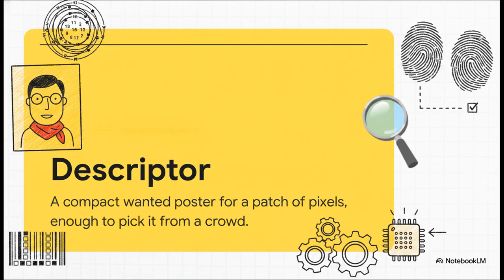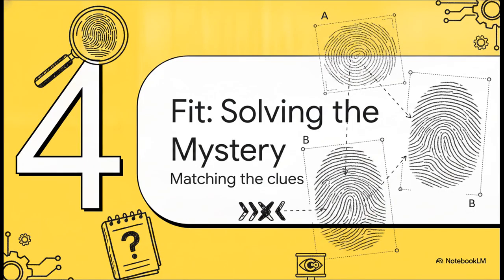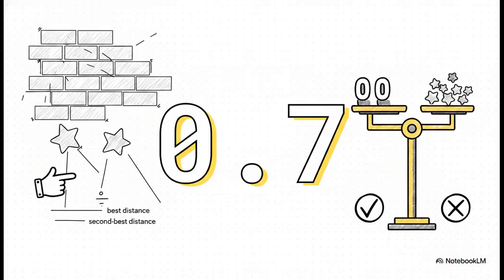This is an absolute game changer because it allows the computer to compare millions of fingerprints per second at absolute lightning speed. Which leads us to section 4, fit, solving the mystery by matching the clues. All right, so we found our best clues and we've written up their wanted posters. Now comes the really fun part. We have to solve the mystery by actually matching the fingerprints between photo A and photo B.